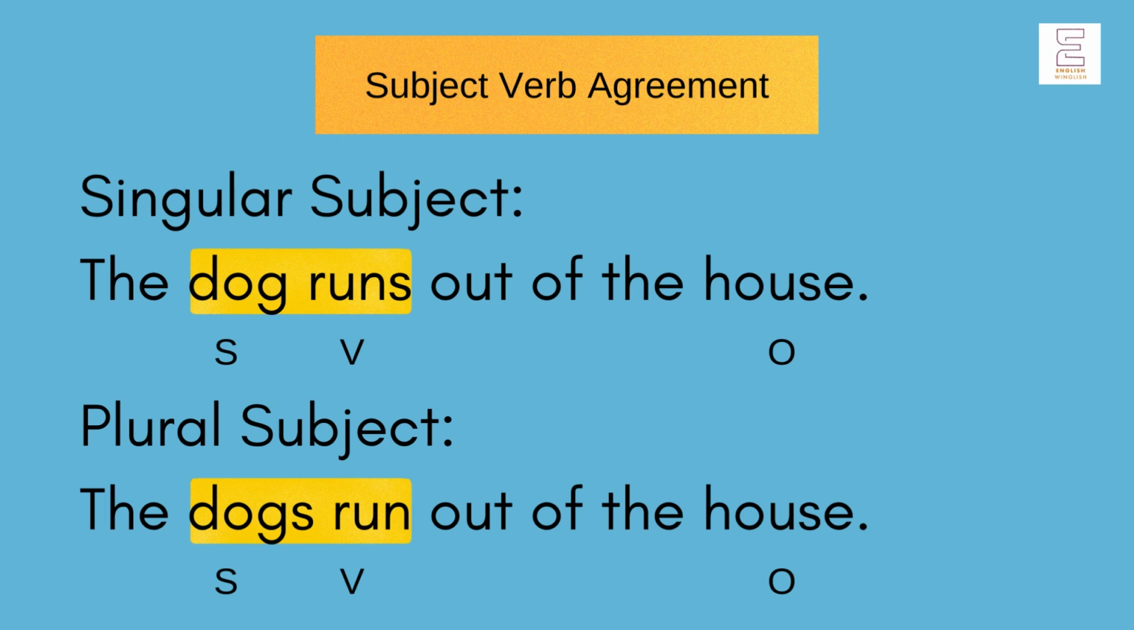And the rule is that subject and verb have to agree with each other. The verb will take the singular form when the subject is singular. In the first sentence, the verb is runs and the subject, dog, is singular. In the second sentence, the verb is plural, run. Why? Because the subject is plural, dogs.